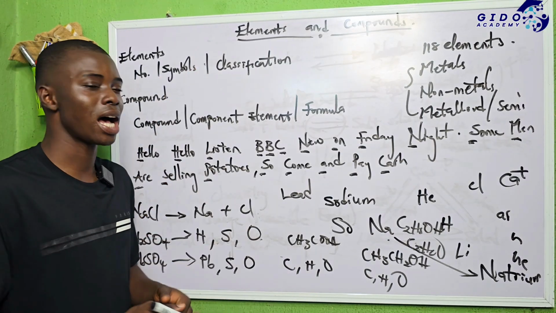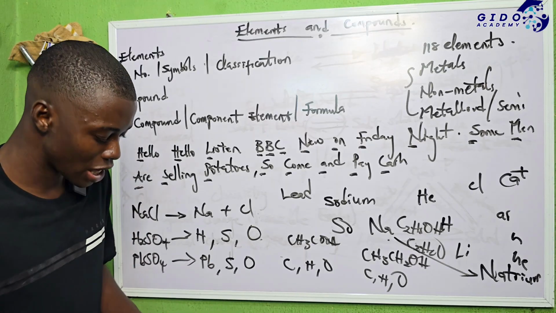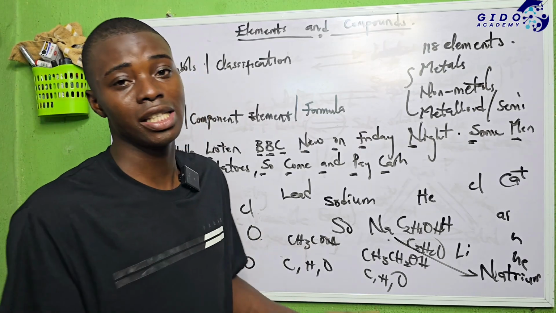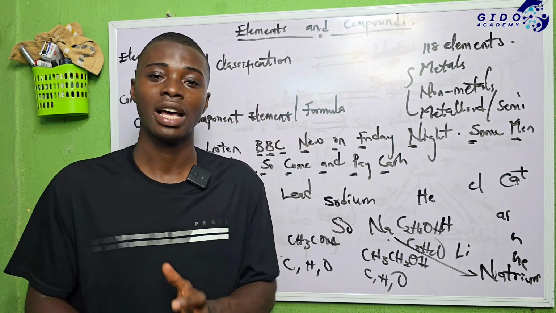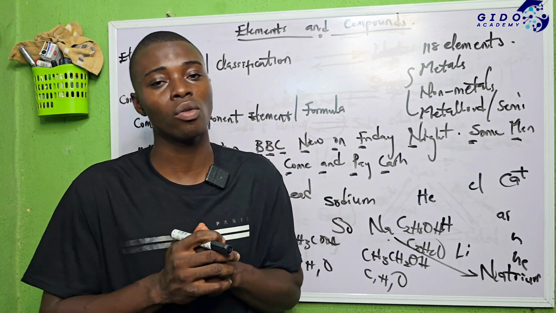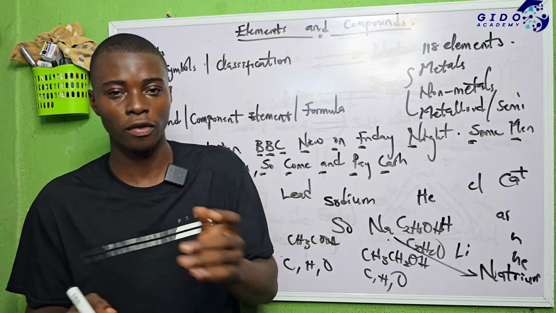So these are some of the things you are expected to know about elements and compounds. As a student that is preparing for the WAEC exam, there is need for you to know at least the first 30 elements. I always tell my students that if you don't know the first 30 elements and you are preparing for WAEC or JAMB exam, that means you don't know what you are doing. So let's go. If you know it, follow me.